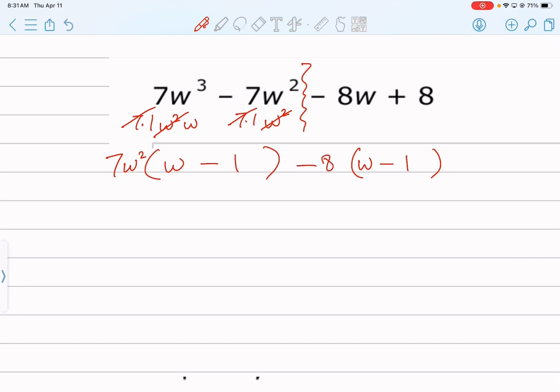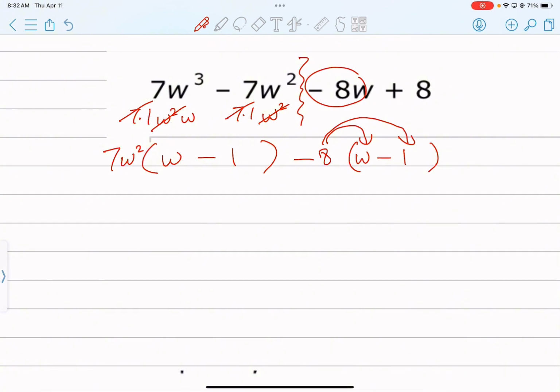And how do you know minus 8 goes there? What do you do to check it? You have to distribute, in your head. Now let's check it. What is 8 times W? Negative 8 times W gives you negative 8W. Does it work? Yeah. Now negative 8 times negative 1 is 8. It's positive, because when you multiply or divide, same signs positive, different signs negative. So that's why it's the right answer.